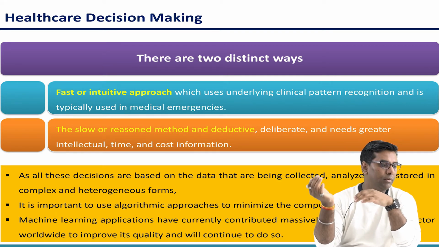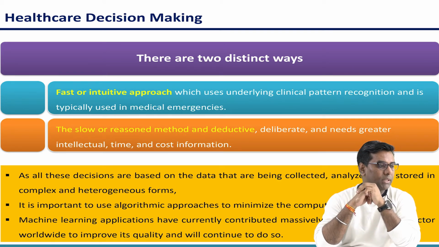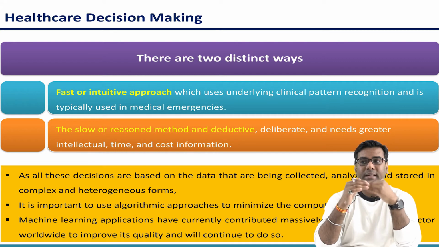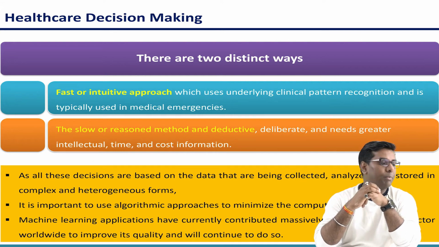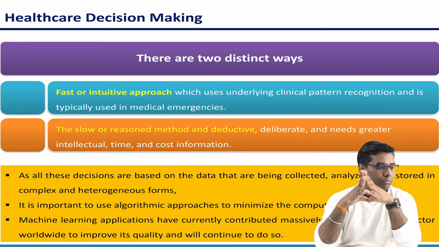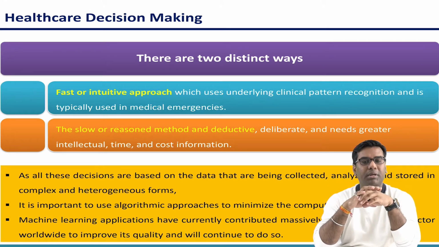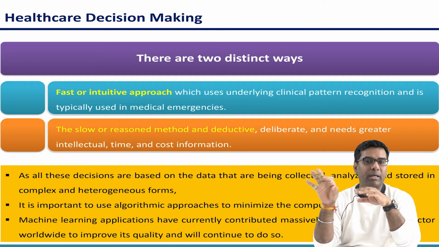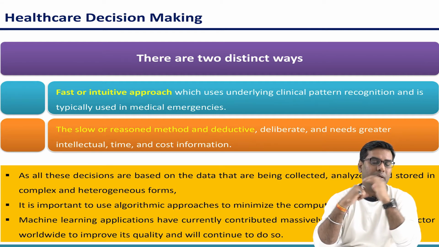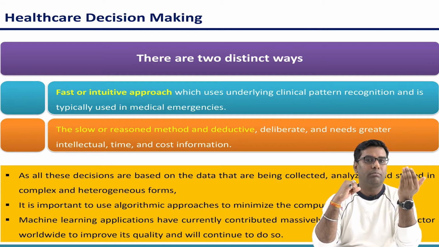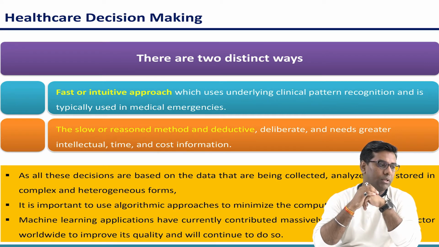So they introduced the second approach, that is the slow and reasoned method, the detective. It provides a slower and more effective output. This decision making is slow and a time-taking process, but in another way it gives more accurate results compared to the fast and intuitive approach.